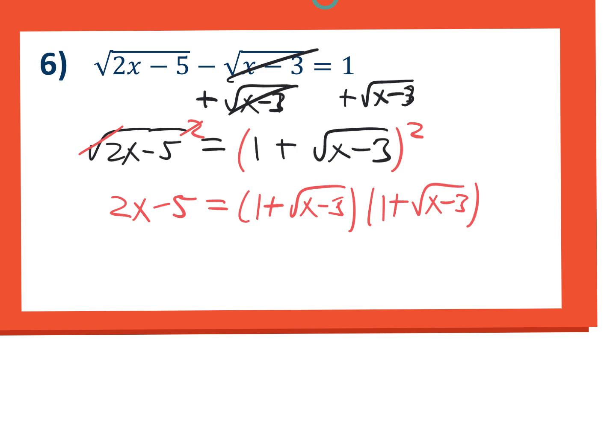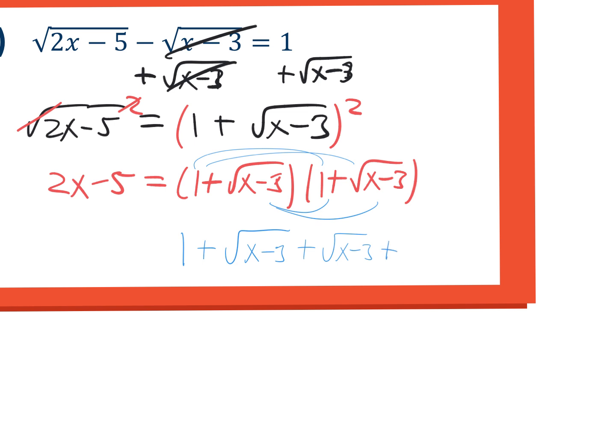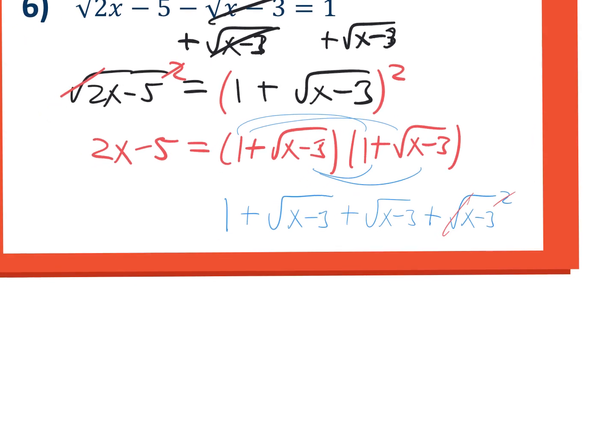Now let's actually FOIL this side, right? So 1 times 1 should get you 1. 1 times the square root of x minus 3 just gets you the square root of x minus 3. And then the square root of x minus 3 times 1 is going to get you plus the square root of x minus 3. And then the square root of x minus 3 times the square root of x minus 3 is plus the square root of x minus 3 squared. Now hopefully we remember square root and a square cancel out. So we get 2x minus 5 equals 1 plus.